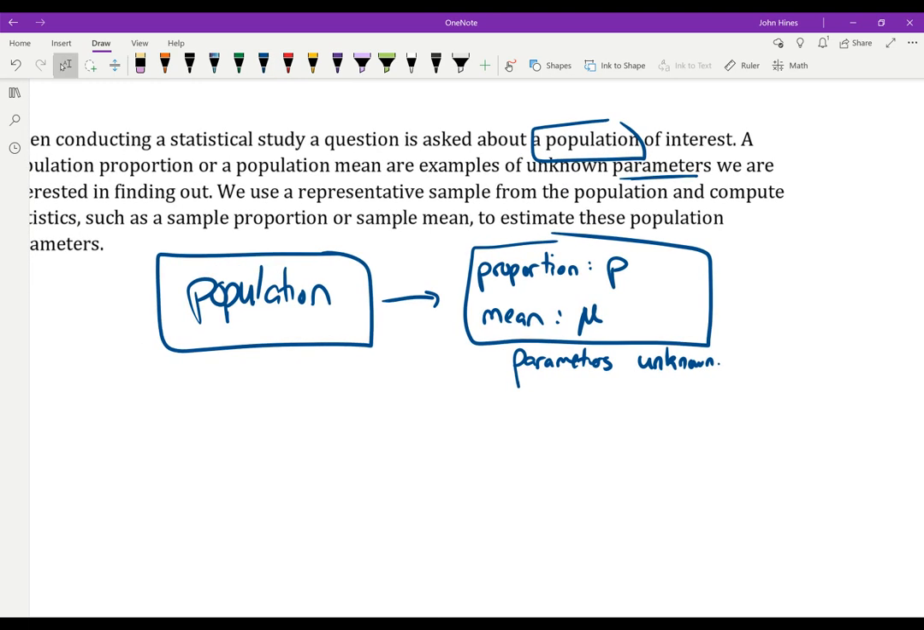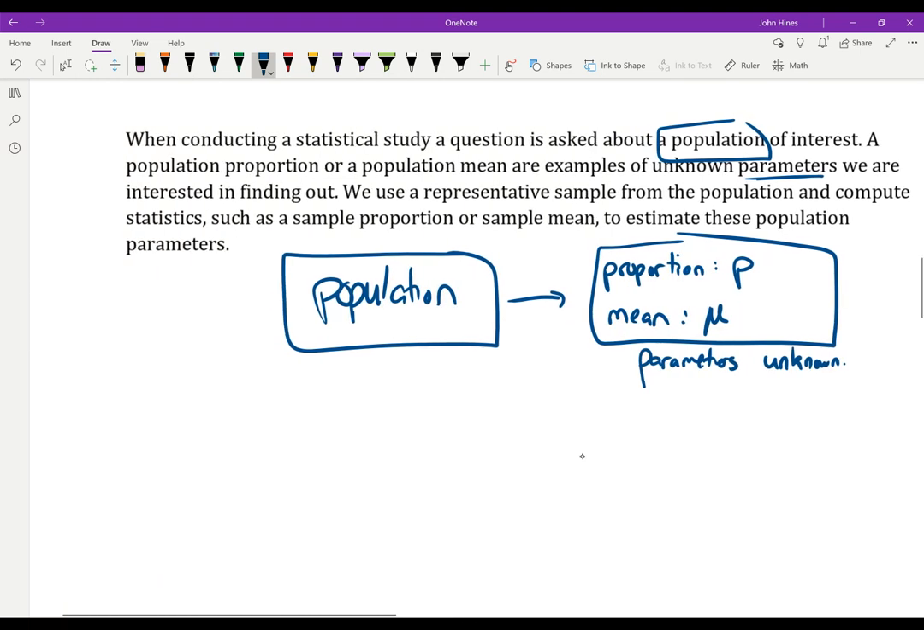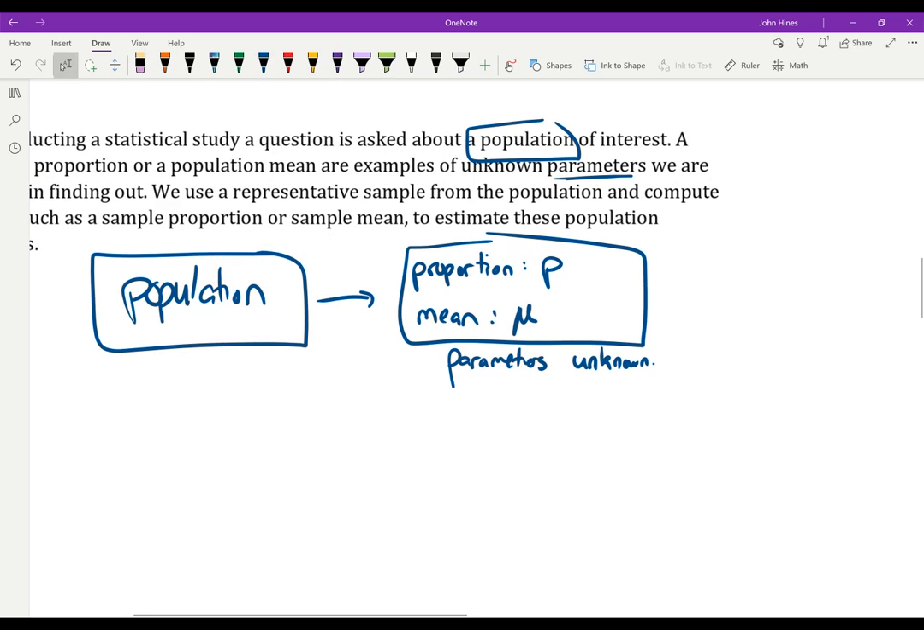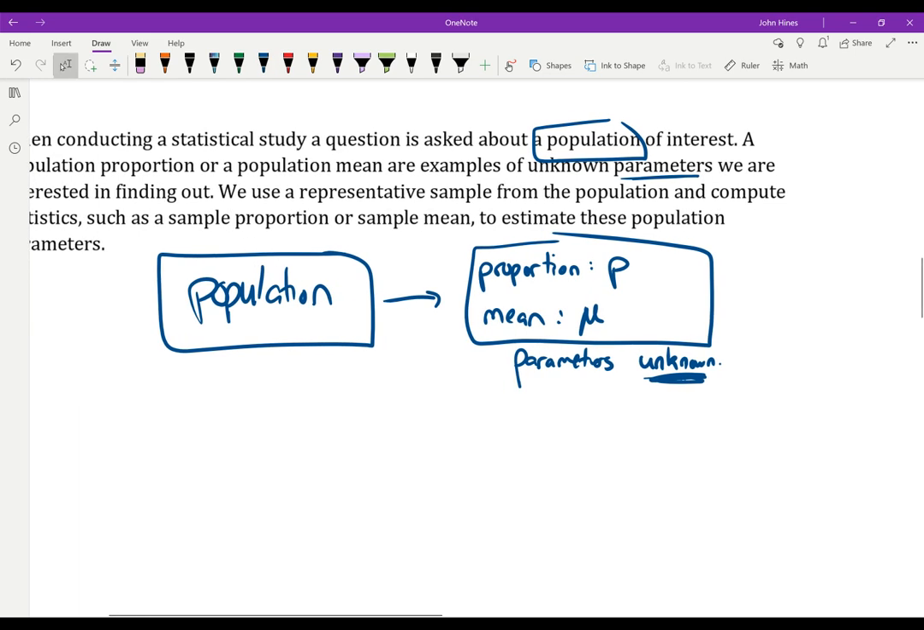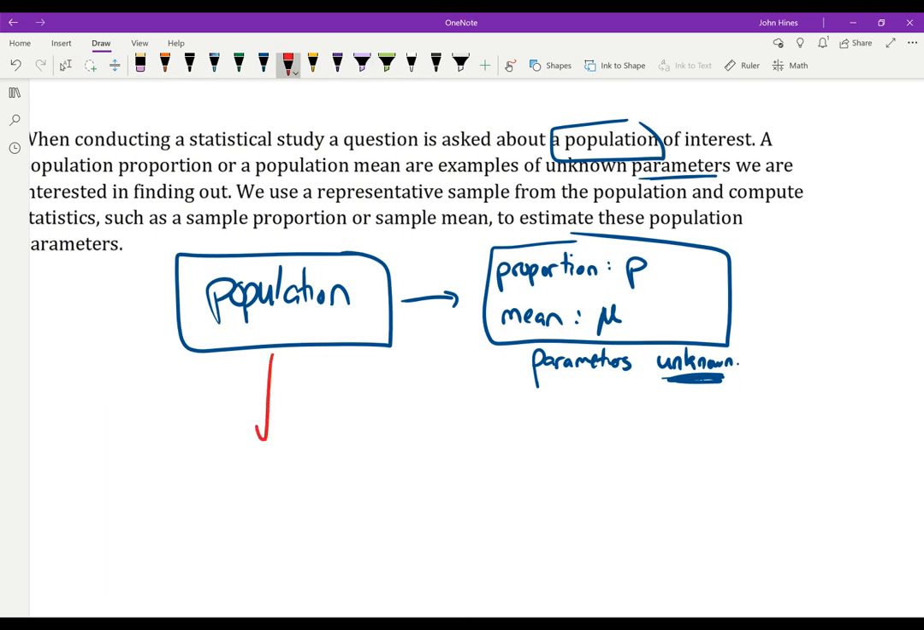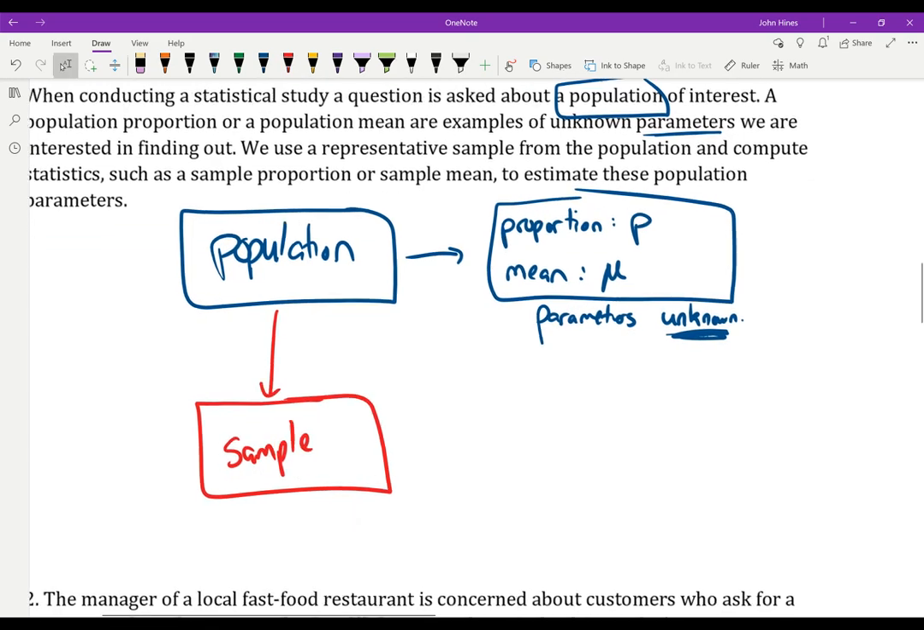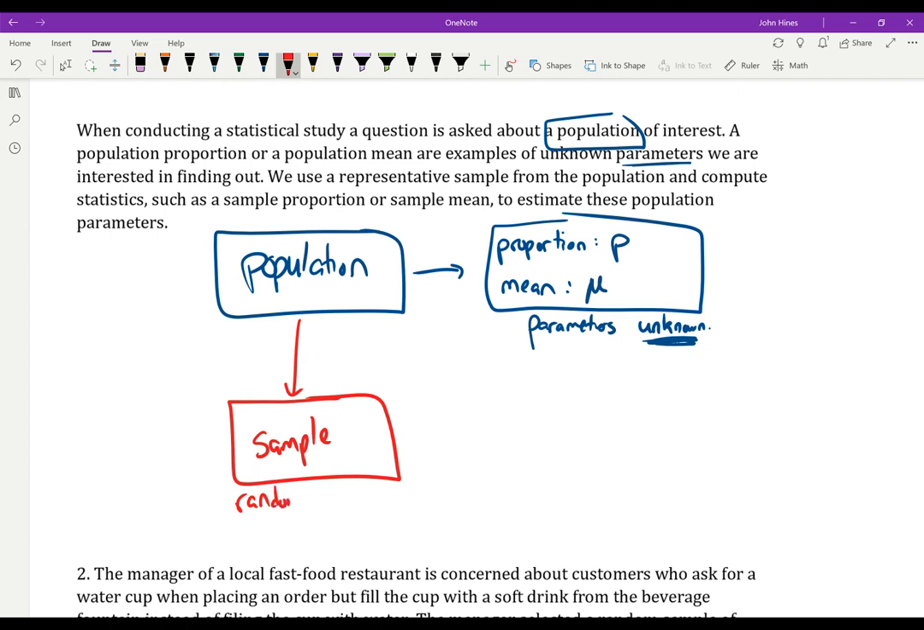Or when they do polling, they're trying to guess what the true population proportion is. So these are values from the population, and they're what we want to know. They're unknown. So what we do is we take a representative sample from our population. The key thing is this sample needs to have some kind of randomness to be representative. I need randomness so it is representative. I need a good sample from my population to make my statistics meaningful.